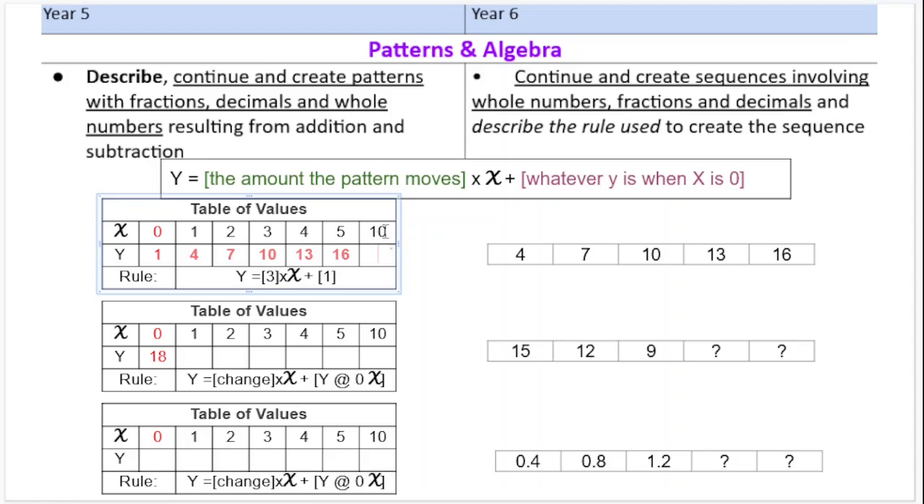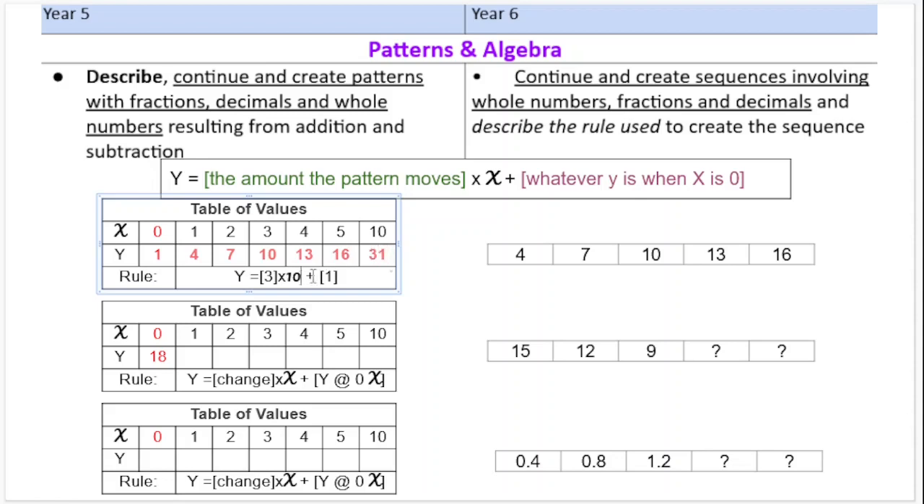So if x is 10, we're going to put it into our formula. So the thing we want to know is 3 times 10 plus 1, which means it is 3 times 10, which is 30, plus 1.